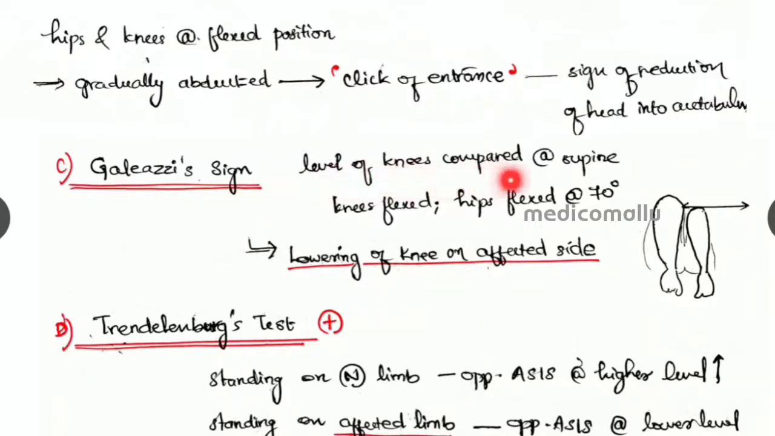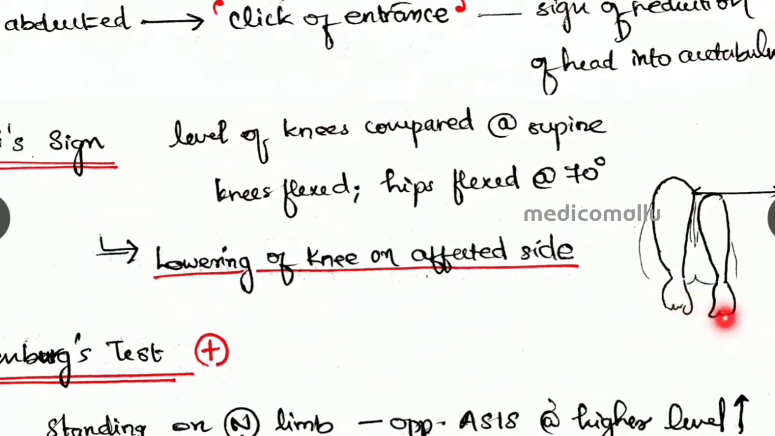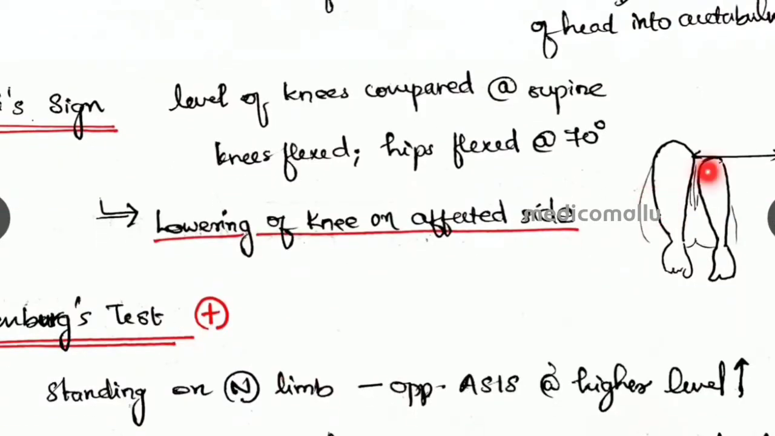The levels of the knees are compared in supine position with the knees flexed and the hips flexed at 70 degrees. See, this is the Galeazzi sign. So what we can see is a lowering of the knee on the affected side. This side is affected. So while we compare the knees in the supine position with the knees and the hips flexed, there is a lowering of the knee on the affected side, and that is the Galeazzi sign.